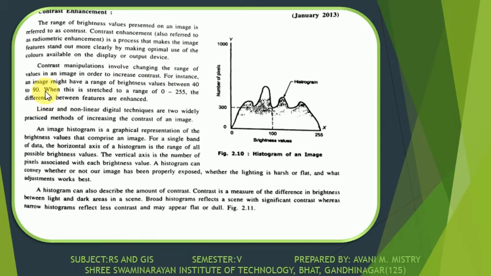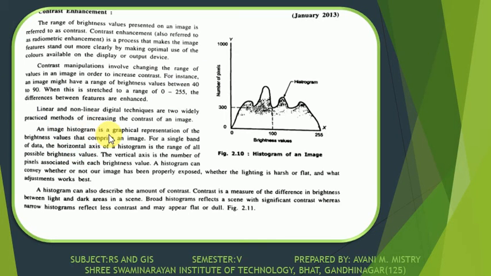For instance, an image might have a range of brightness values between 40 to 60. When this is stretched to a range of 0 to 255, the differences between the features are enhanced. Linear and non-linear digital techniques are two widely practiced methods of increasing the contrast of an image.